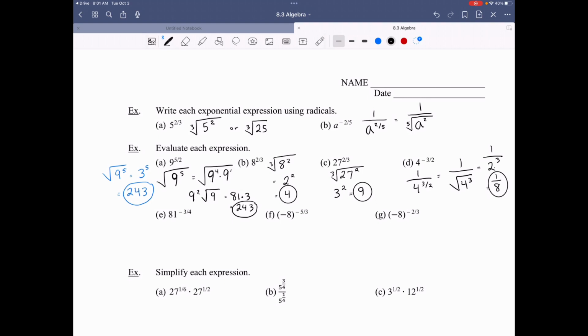Okay, 81 to the negative 3/4. I'm going to write that as 1 over 81 to the third, and I'm going to take the 4th root. Can we take the 4th root of 81? Yes, it's 3. So this equals 1 over 3 to the third, which is equal to 1 over 27.